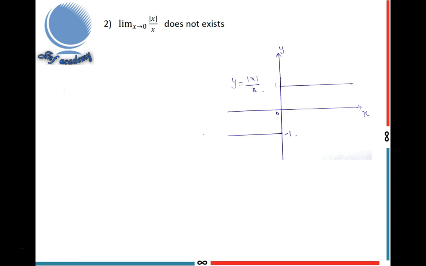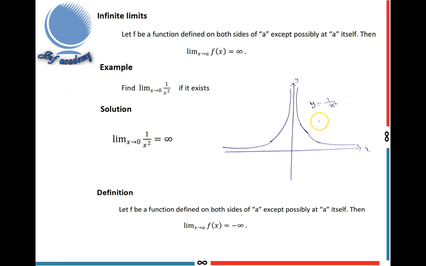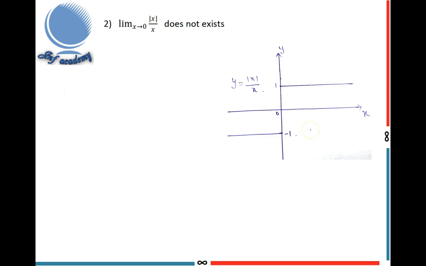Next, I give another example. This example mentions the case where the limit does not exist, where the result does not satisfy. The limit as x tends to 0 of modulus x by x does not exist. How to explain? This is the diagram of this function, modulus x by x.